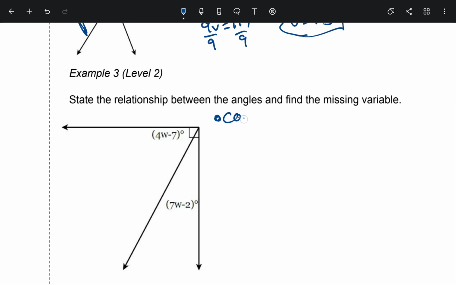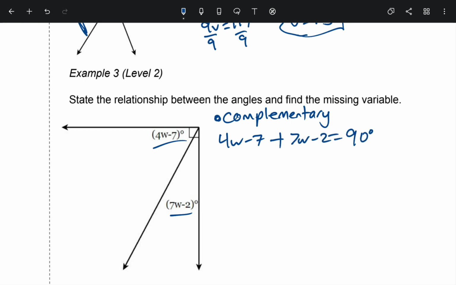I see these are complementary. So we're going to add them together. 4w minus 7 plus 7w minus 2 equals 90 degrees. Combine like terms, so we have 4w plus 7w gives us 11w. Negative 7 minus 2 gives us negative 9.